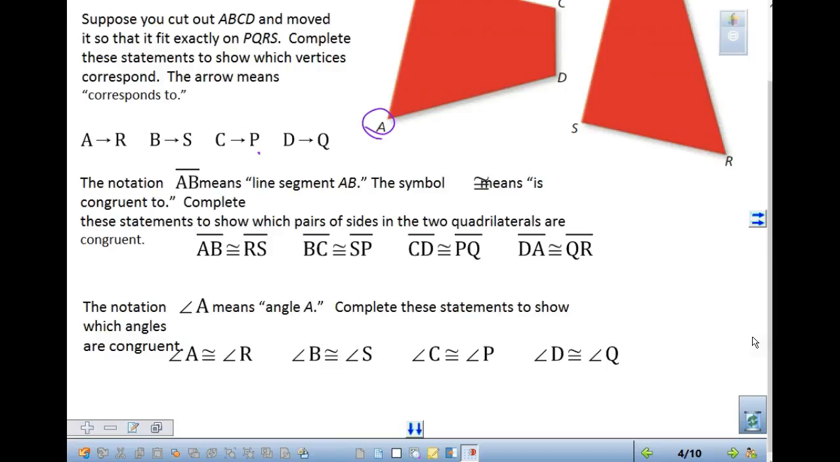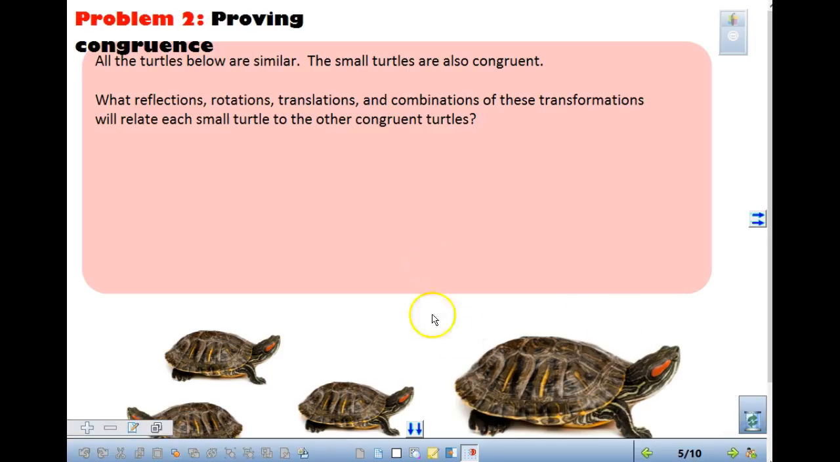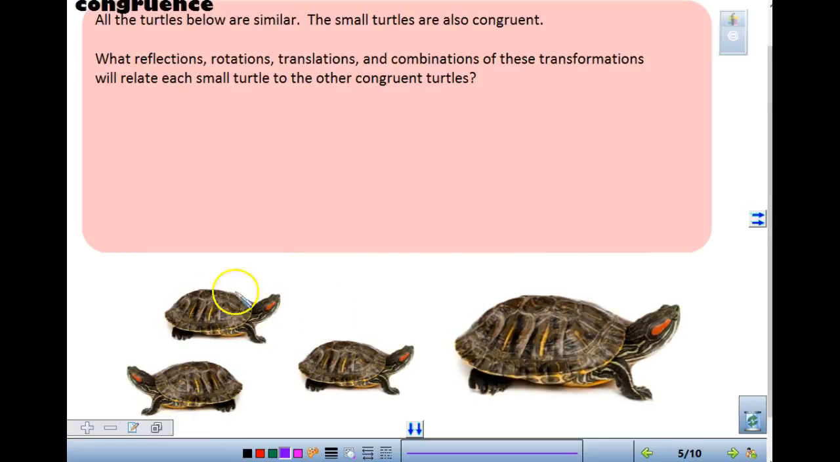So on the next page, on the top of the next page, you're looking at those turtles. And it says, if we look at all these turtles, what reflection, rotation, or translation, or combination will get each small turtle onto a congruent one, okay? So if we're looking at these turtles down here, let's call this one turtle 1, turtle 2, and turtle 3 of our 3 small ones, okay? So it says what reflection, rotation, translation, or combination would get one of the smalls onto the other one. So how about if I'm going from turtle 1 to turtle 3?